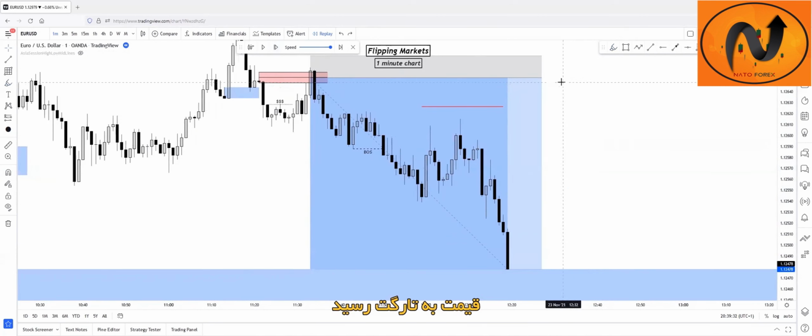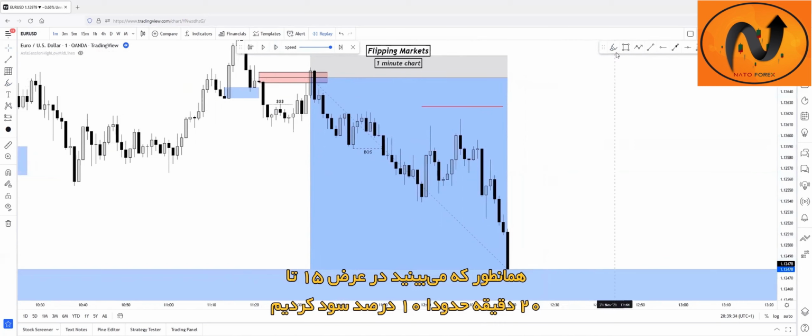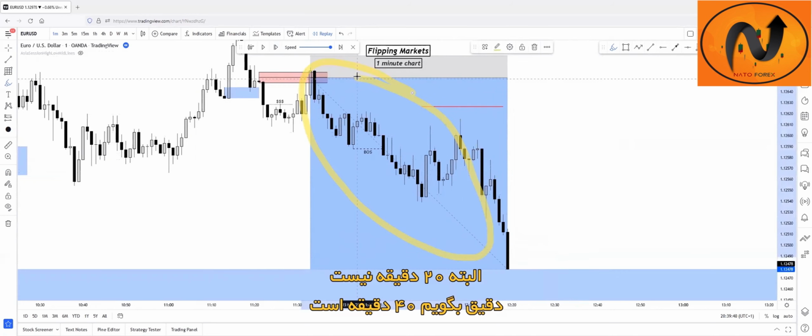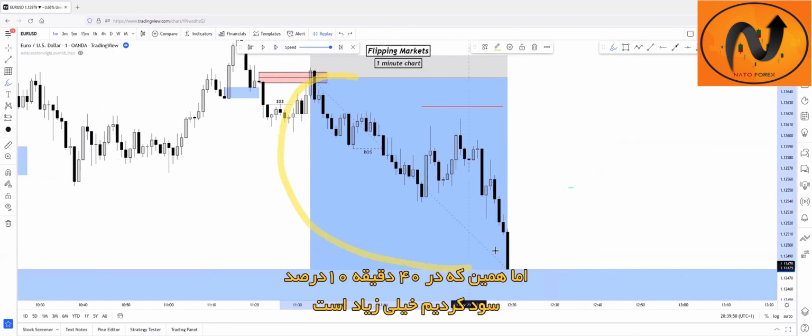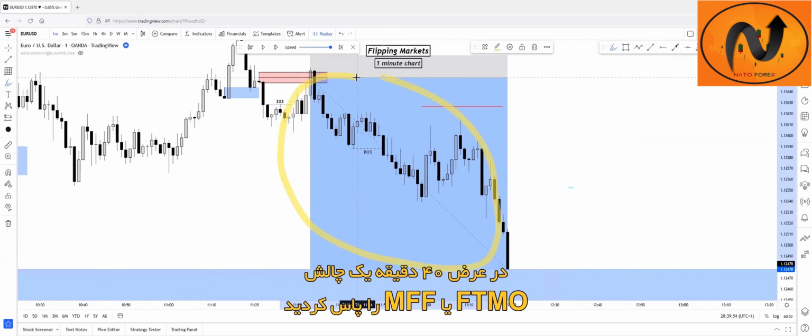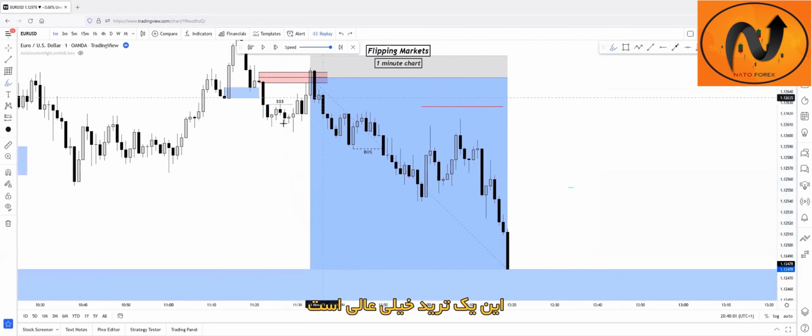And our TP did hit. So as you can see, we just booked almost 10% in maybe 15 or 20 minutes. So this was just a 20-minute trade. Actually, from 33. Okay, not a 20-minute trade, a 40-minute trade, but in 40 minutes, we booked almost 10%. This is huge. In 40 minutes, you completed a whole FTMO or My Forex Funds challenge, right? This is a huge trade.